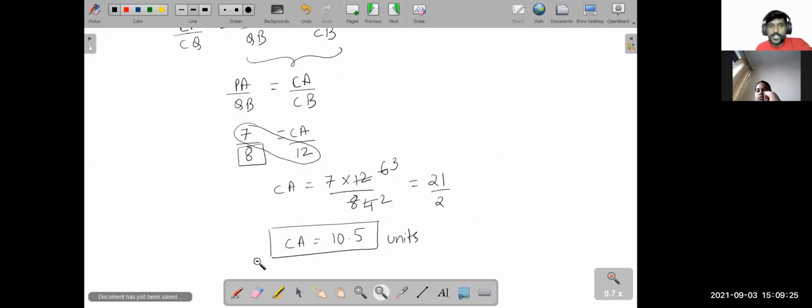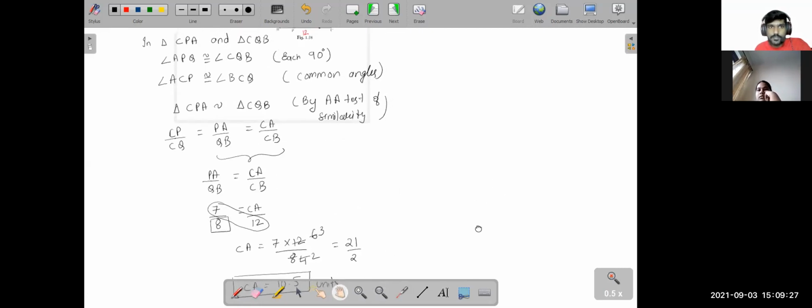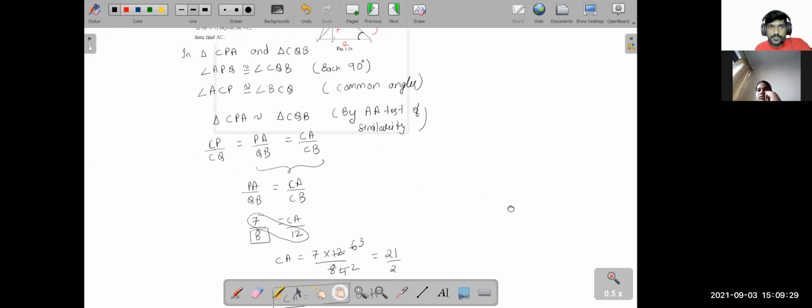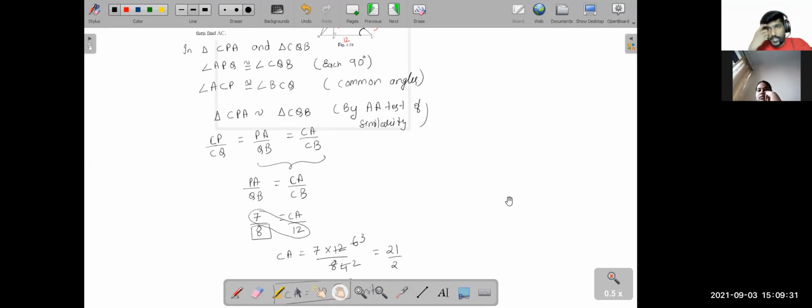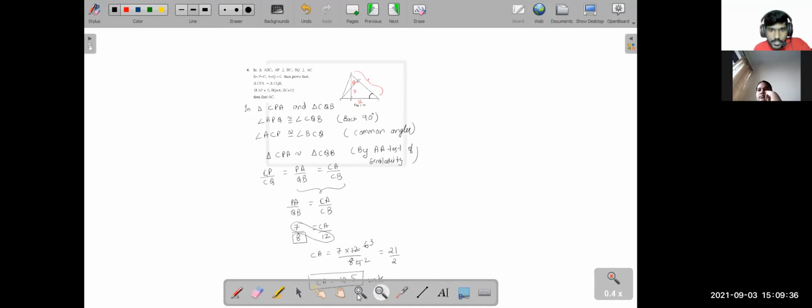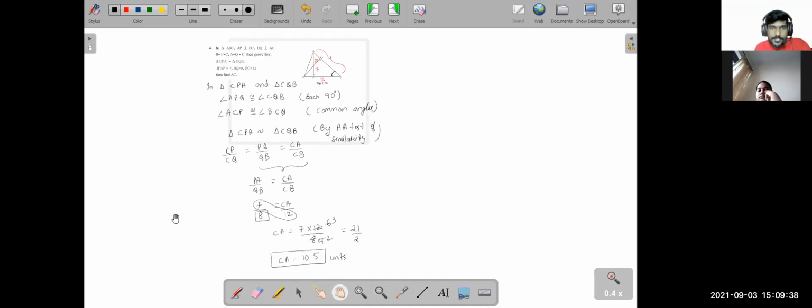Have you understood what I did in this sum? Yes. Go through the sum. I'll just zoom out a little bit. Is it visible, entire sum, or is it too blur? It's visible. Okay. Go through it, understand it, and write it down.